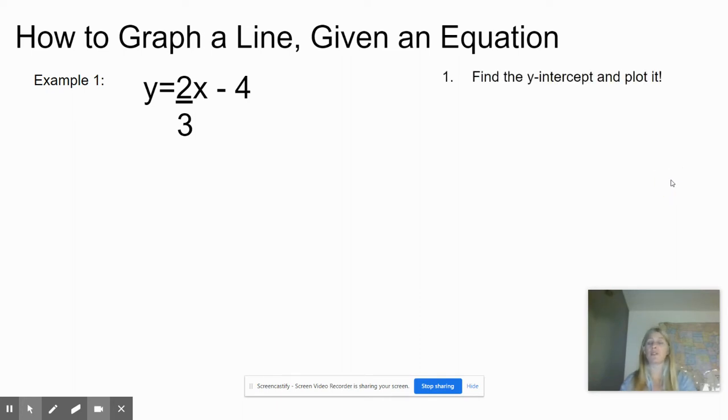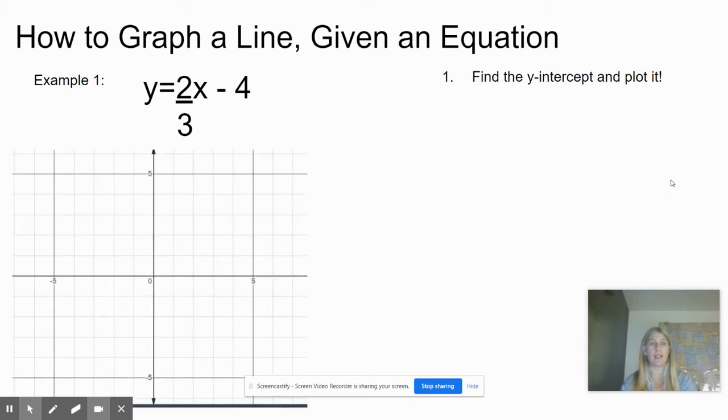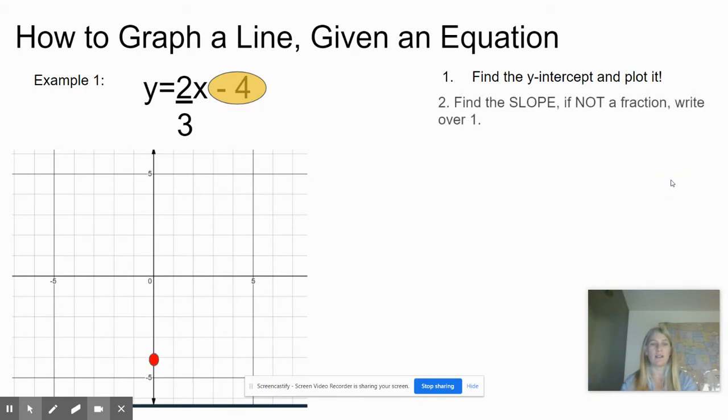Our very first step is we're going to find the y-intercept and we're going to plot it. So we're going to go ahead and get a graph ready, and it's our traditional -5 to 5 graph. And we're going to go ahead and plot the number -4 on the y-axis. Remember, our y-axis is our up and down axis. So we're going to go ahead and plot that -4, which is our constant.